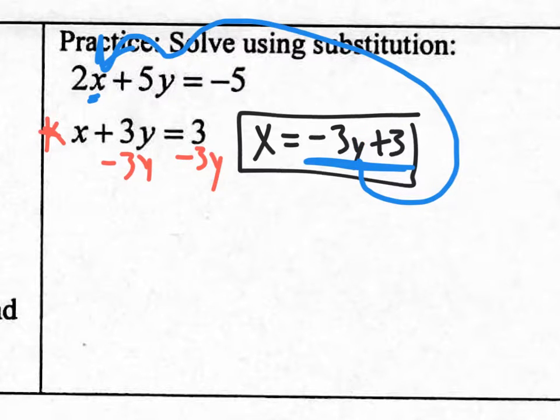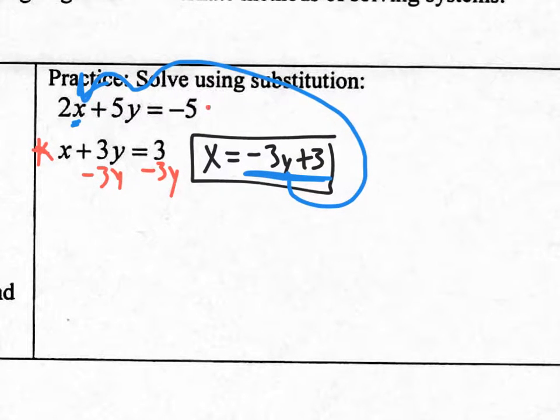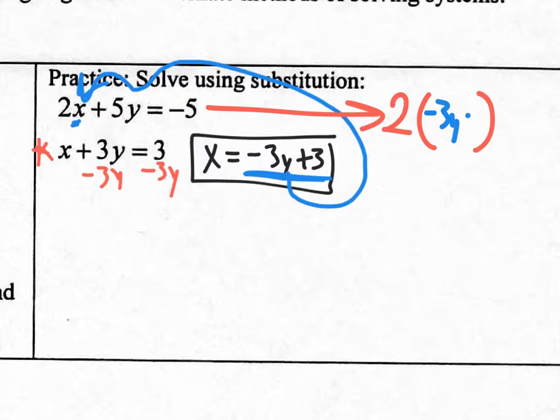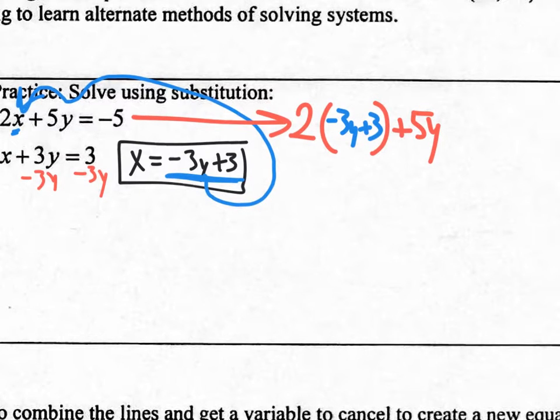So this is what I want to do. I want to take this top equation, and put 2 times x, but instead of x, I want to put parentheses. And what am I going to write in there? Negative 3y plus 3. That's right, because that's what x is according to what we just solved. And then we have plus 5y, and I'm running out of space, I need to move it over, equals negative 5.